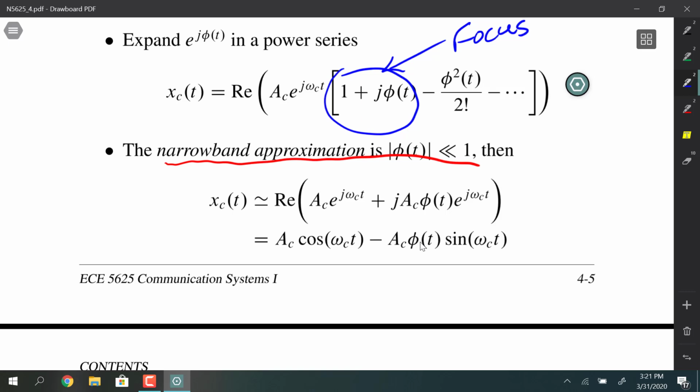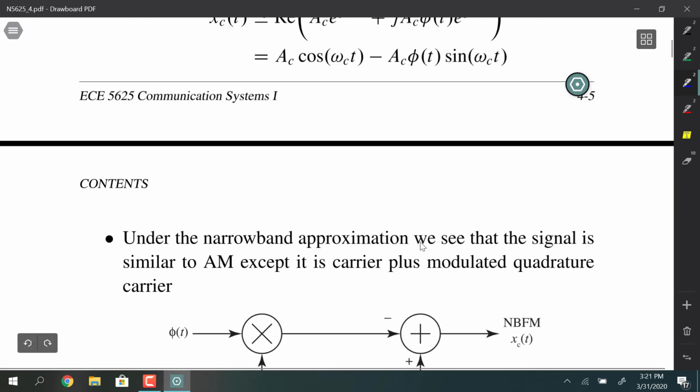When you put that inside the real part operator, we bring in the carrier term, and we've got what appears to be almost like an amplitude modulation, except that we don't have a cosine carrier times a constant and then a cosine carrier times the modulation. Instead, we have a quadrature relationship. The pure carrier is cosine and the quadrature part is the sine, and that's where the message resides. That's where the phi of t part resides.